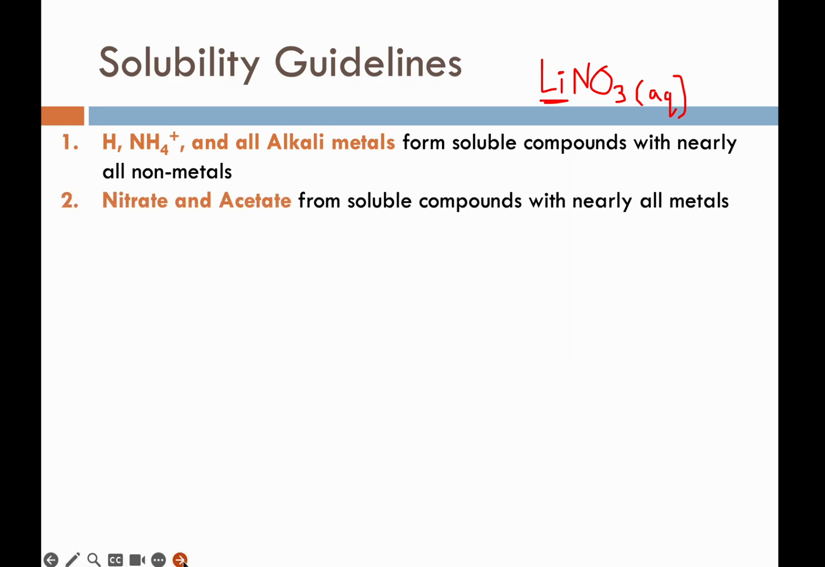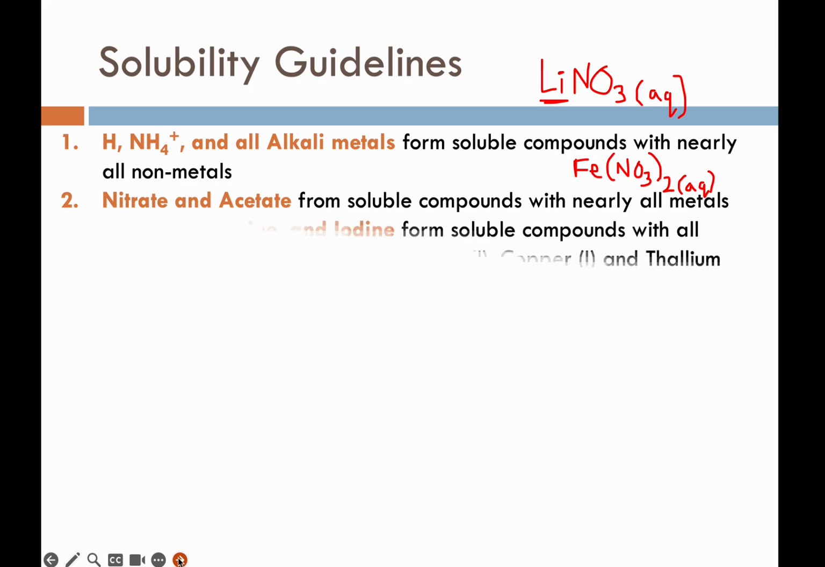The next rule is nitrate and acetate. Those are both polyatomic ions. If they're in any compound bonded to any metal in an ionic compound, you will have a soluble situation. So let's say you have maybe iron, let's say iron 2 nitrate. So it'd be iron, nitrate here, charge of 2 on that iron. That's going to be soluble. Doesn't matter what metal you've got, it's going to be an aqueous situation because of the nitrate. So nitrate and acetate in anybody is going to make a soluble compound, so you'll put aqueous there.